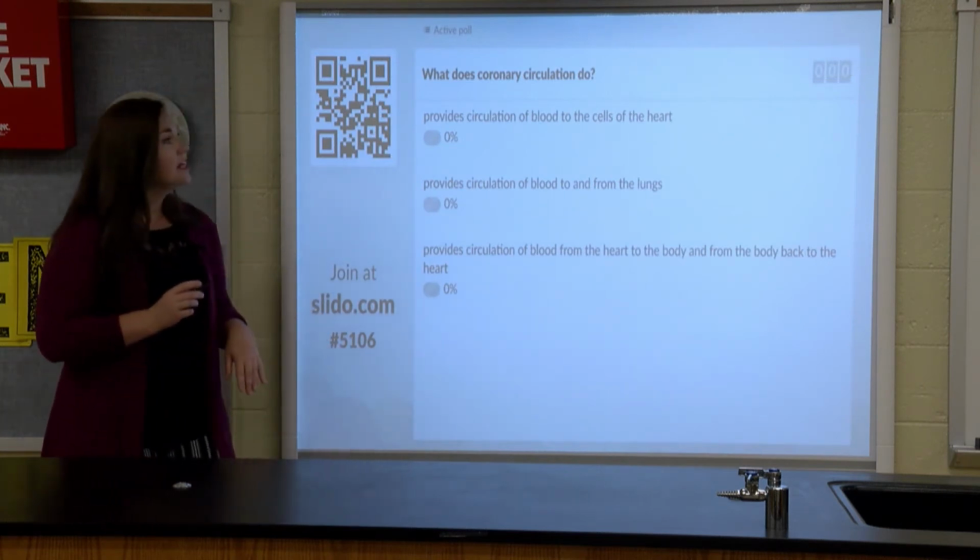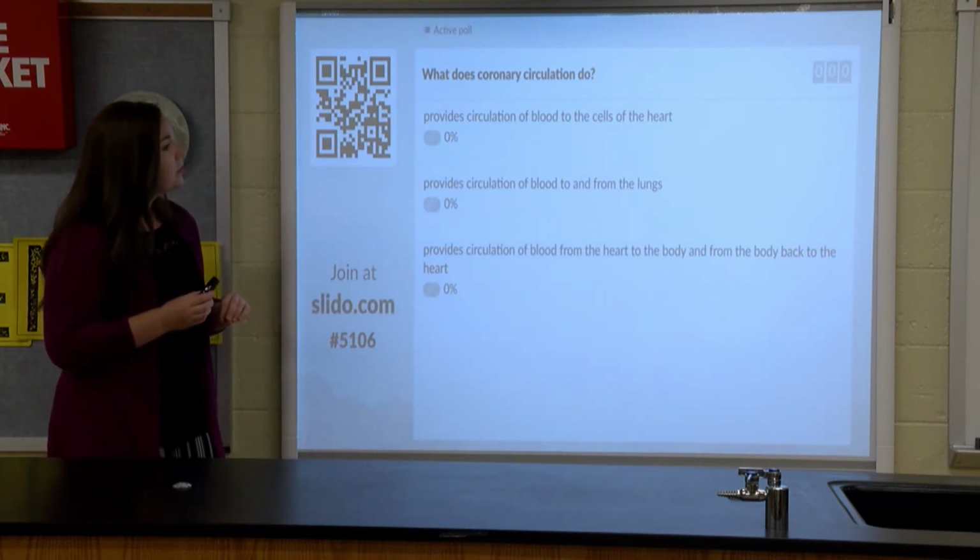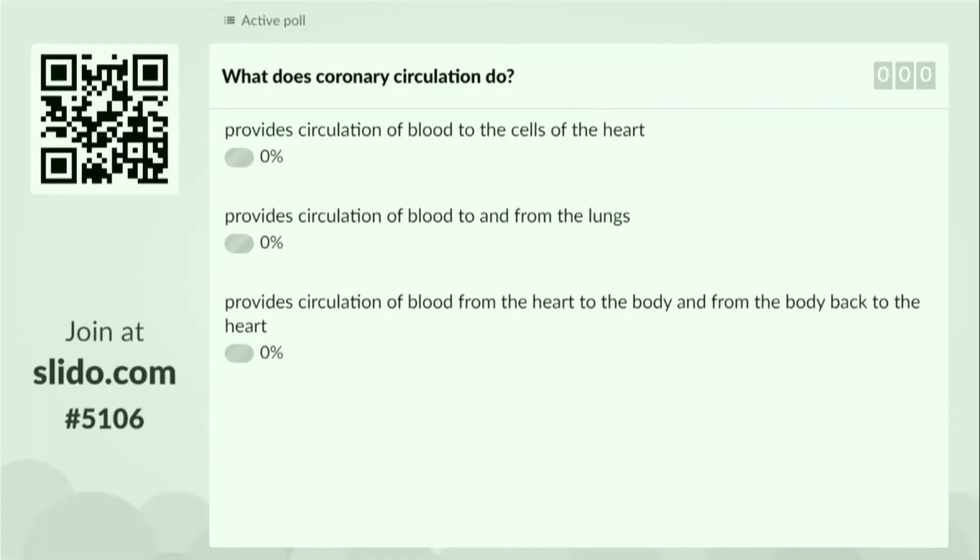Okay, what does coronary circulation do? Here's your next question. Think about coronary. Coronary goes with heart, so this provides circulation of blood to the cells of the heart. Now remember, for the lungs it would be pulmonary, and for the whole body itself it would be systemic.